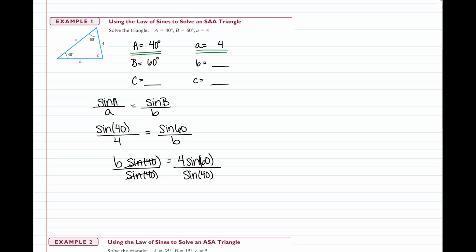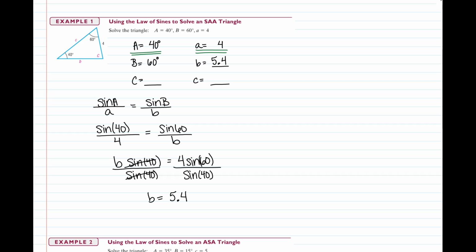And once I get to this point, I can type all this in my calculator. I'll give you a minute to do that. And you should get 5.4 for side B. Okay, which is lovely, right?